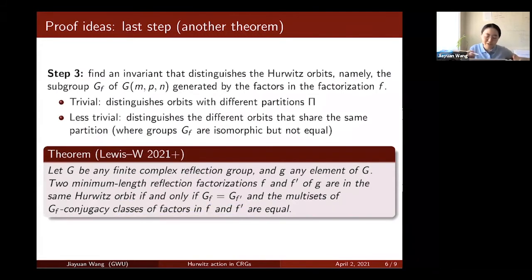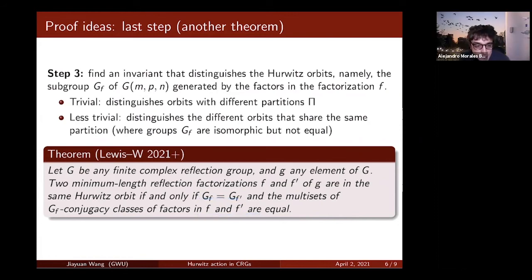So if we're only talking about G(m,p,n), then this condition is enough to distinguish when two factorizations are in the same orbit. But this additional condition is necessary because of some elements in the exceptional ones. In fact, Theo has found an element in G16 that has two minimum length factorizations. They generate the same group, but they are not in the same orbit because they don't have the same conjugacy classes.